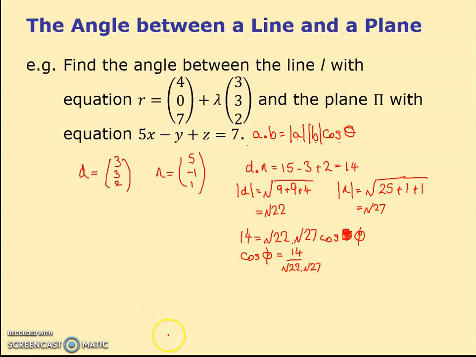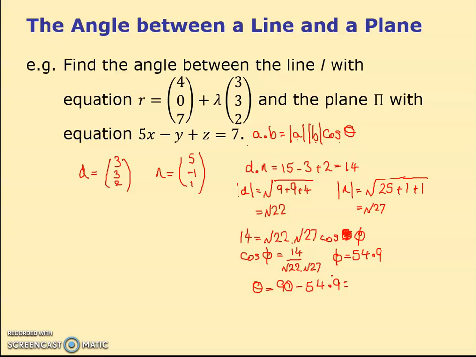I get my calculator. Now I'm going to do it in degrees. 14, check that it is in degrees, yes, divided by square root of 22 and root 27 as well. And I get 0.57. So inverse cos of that is 54 degrees. Now remember, this is phi. It's 54.9 degrees. And so therefore my theta, the angle I want, is 90 minus that. Minus the 54.9.